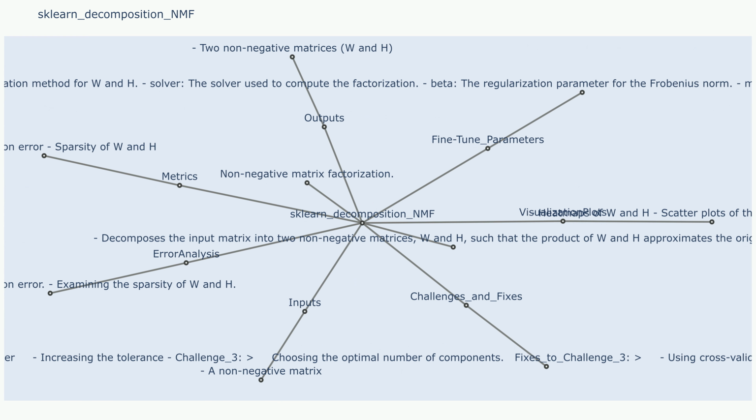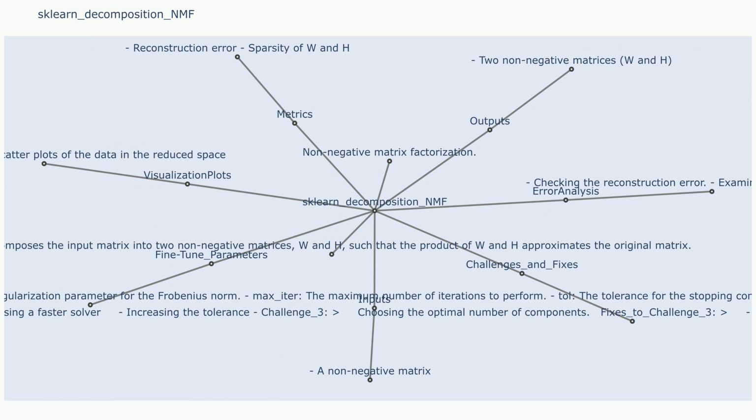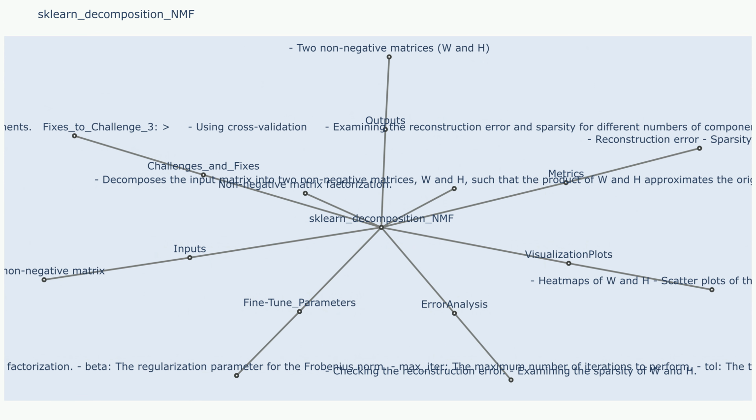Bootstrapping: this method involves resampling the original data matrix multiple times and then performing NMF on each resampled dataset. The resulting W and H matrices can then be used to estimate the uncertainty in the decomposition. Bayesian NMF: this approach uses Bayesian inference to estimate the distribution of the W and H matrices. This allows us to quantify the uncertainty in the decomposition.